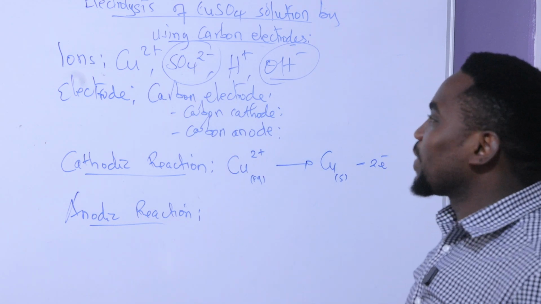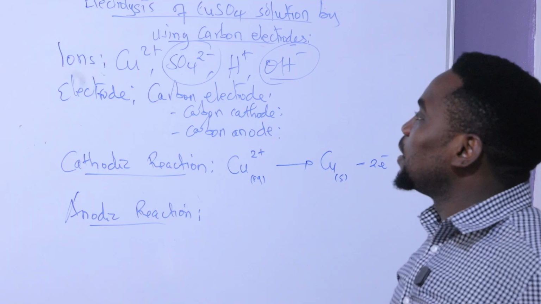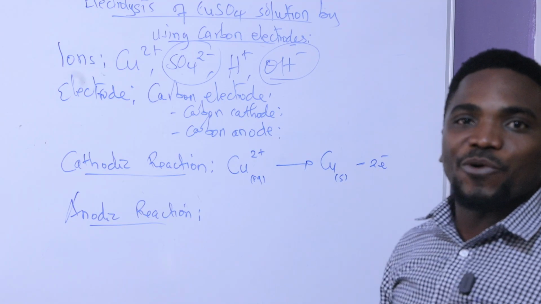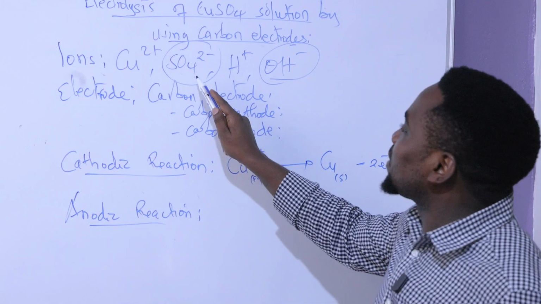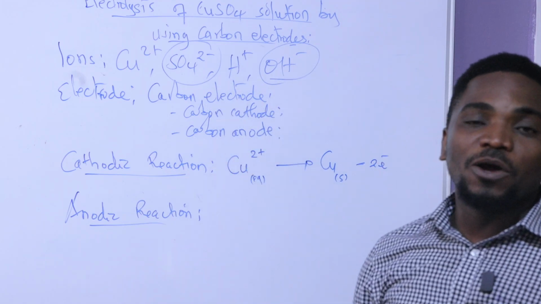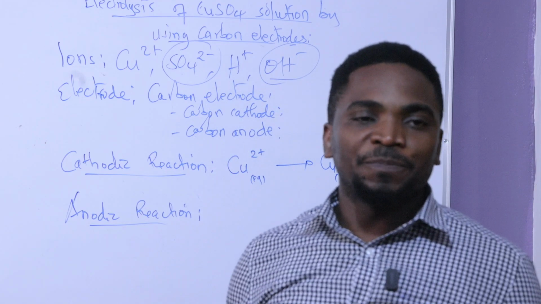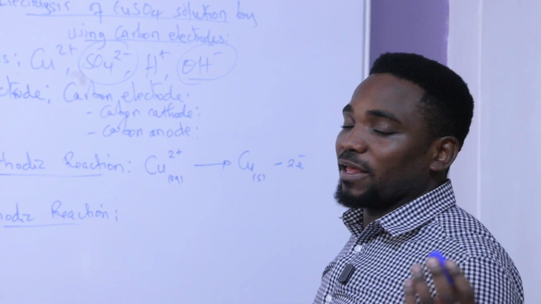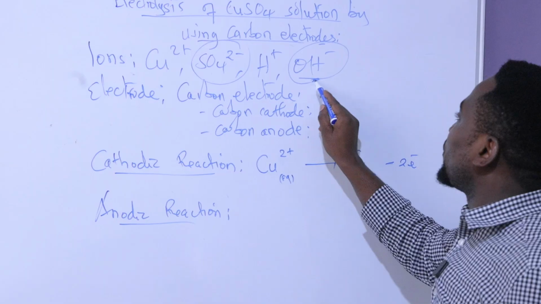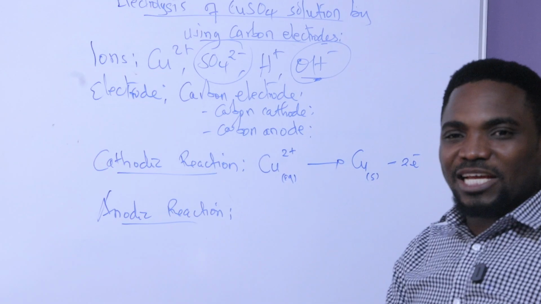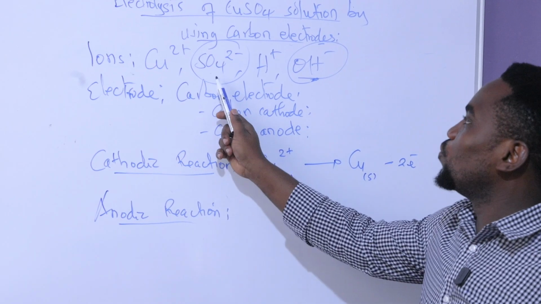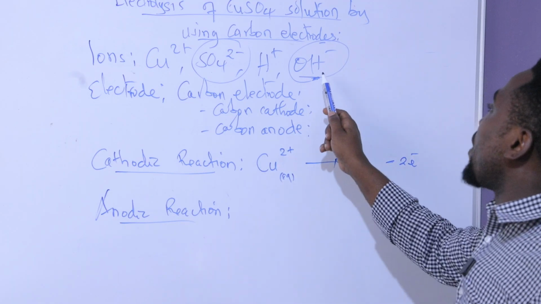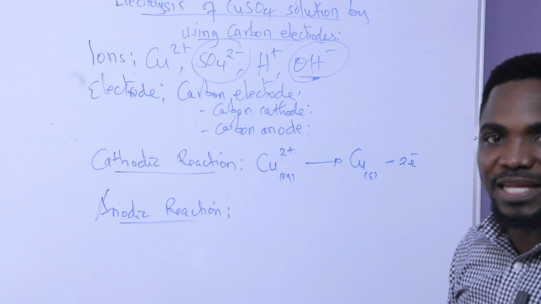After reaching there, because the nature of the electrode is carbon, one of them will be preferentially discharged because of its position in the electrochemical series. And I think you understand that hydroxyl ion is lower in the electrochemical series as compared to the sulfate ion. So because it is lower in the electrochemical series, hydroxyl ion will be preferentially discharged.